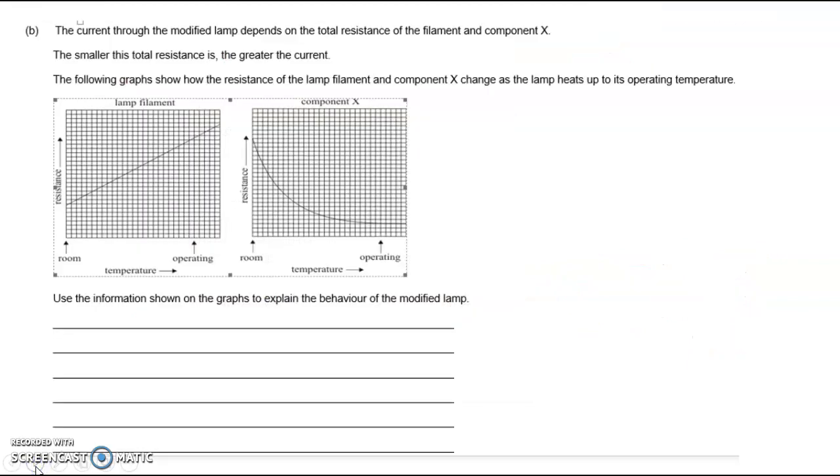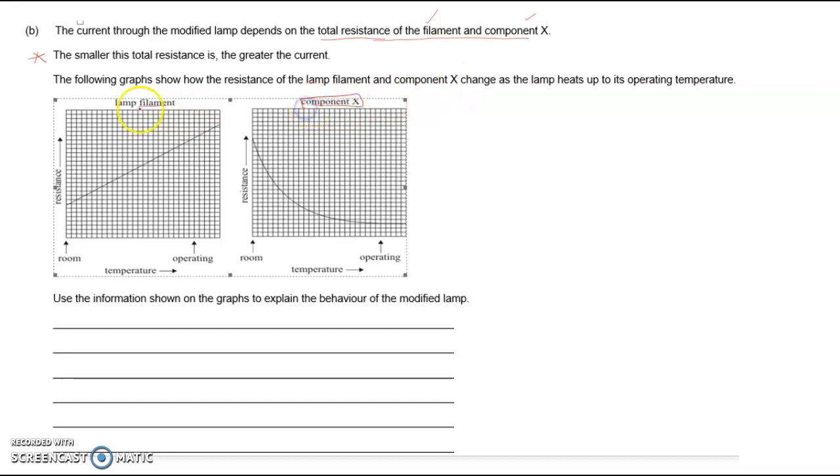Now we've got another graphical analysis here. The current through the modified lamp depends on the total resistance of the filament and the component X. So they've added something to the lamp, which indicates that the current through the lamp now depends on the filament as well as component X. The smaller this total resistance, the greater the current. So we've got that information already provided for us. The following graphs show how the resistance of the filament lamp and the component X change.